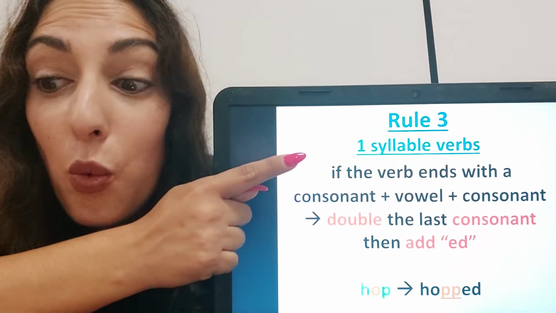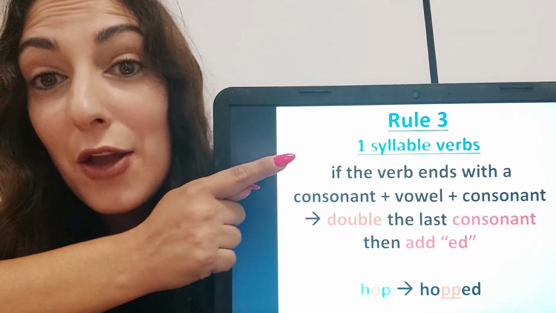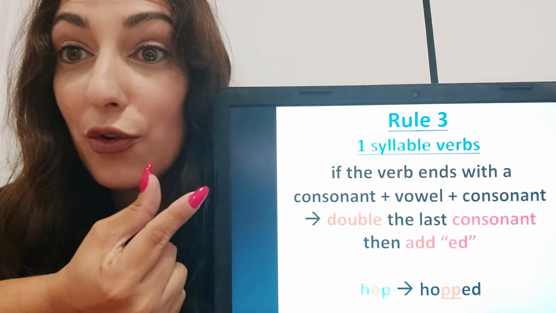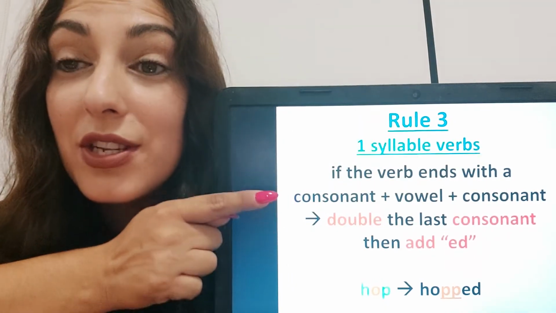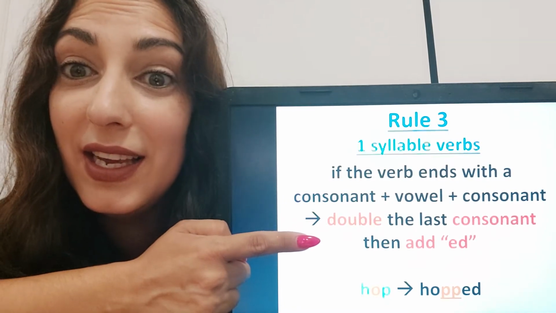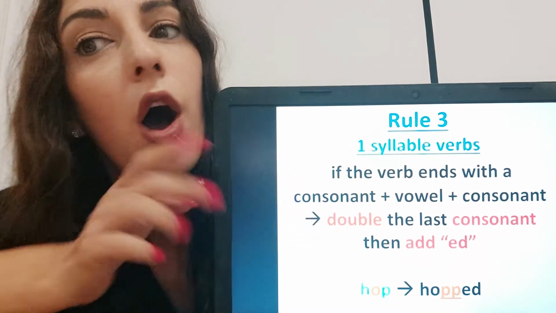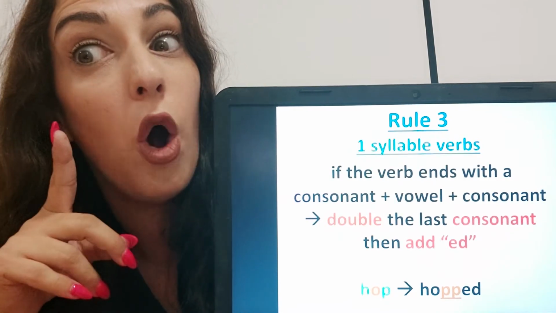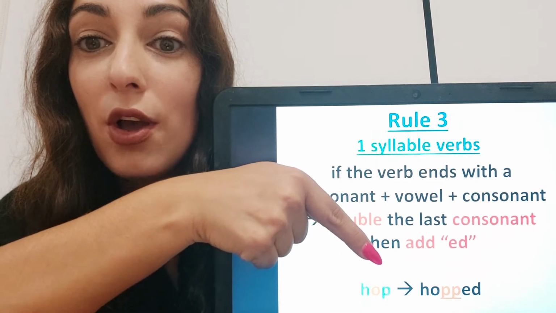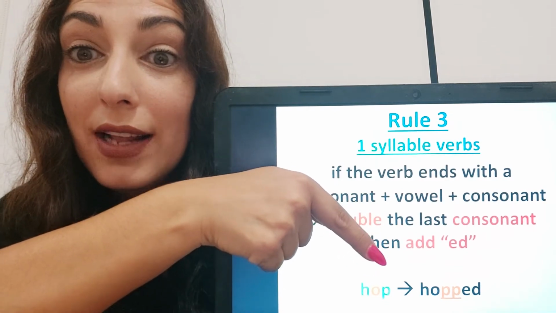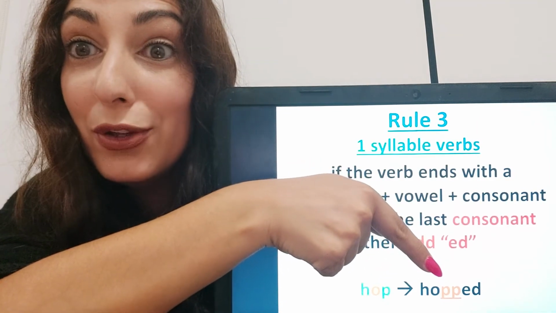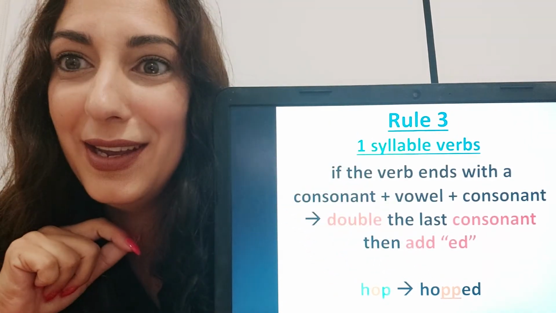So if we have one syllable words finishing with a consonant, vowel and a consonant together right at the end, we are allowed to double the last consonant letter before we add ED. For example, hop. Hop, how many syllables? Oh, I only hear oh. Hop, one syllable. And H is a consonant, O is a vowel, and P is a consonant. So what did I do? I doubled the P and then I added ED.